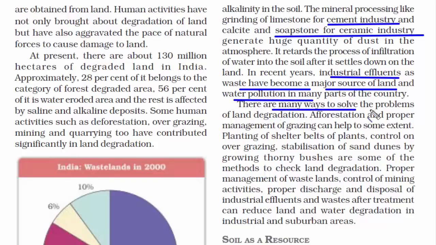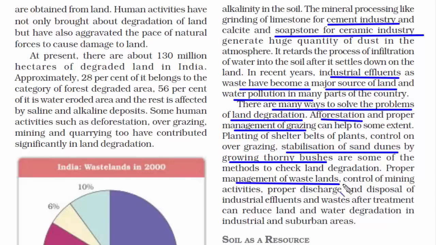Now some of the steps or measures to solve the problems of land degradation are afforestation, which means planting more trees, and then proper management of grazing. Sand dunes cause soil erosion, so a good way is to grow thorny bushes that will stop the soil erosion due to sand dunes. So all these things you can just read up quickly. Proper management of wastelands, controlling of mining activities, proper discharge and disposal of industrial effluents. So these are some of the crucial steps that need to be taken towards controlling of land degradation.